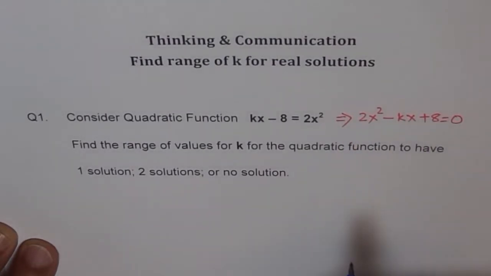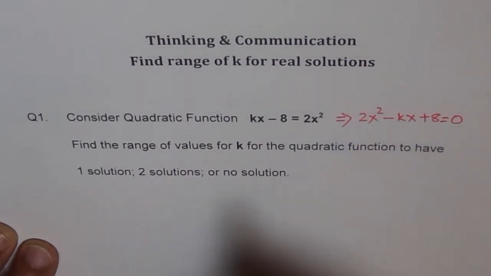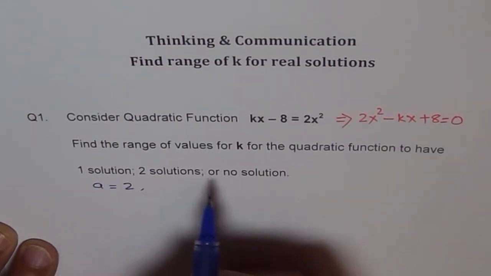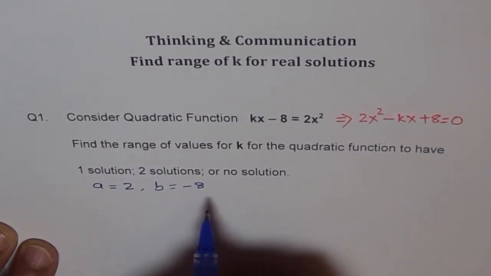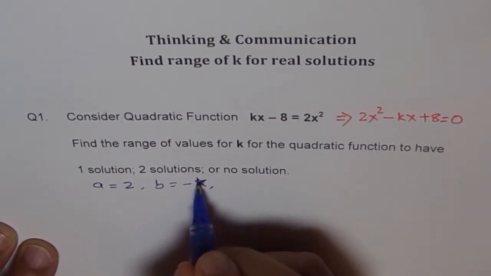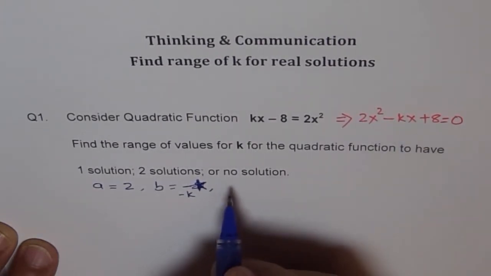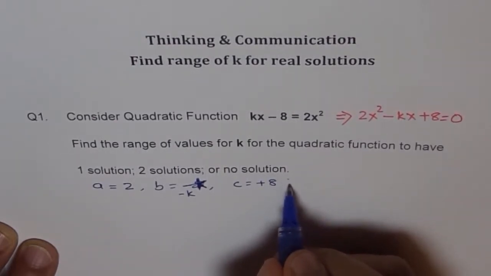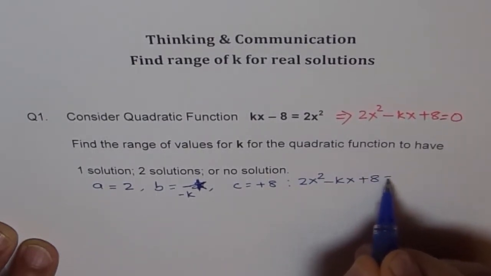Now if we compare this equation with ax squared plus bx plus c, then what is our a going to be? Let me write here. So a is equal to 2, correct? Oh, b is minus k, sorry. B is minus k, and c is equal to plus 8, right? Let me write this equation again: for the equation 2x squared minus kx plus 8 equals 0, right?